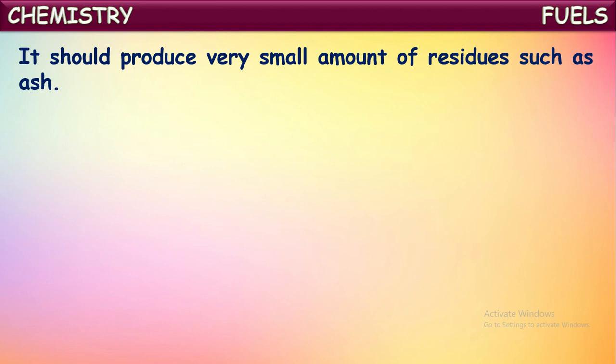It should produce a very small amount of residues such as ash. So it should not leave any pollution-causing substances after completion of combustion. Should not leave any residues. Then only it is called an ideal fuel. Suppose you burn certain wooden objects, what happens? They burn, and after completion of burning, they leave certain residues like ash, and this all will remain. Then it is not said to be a good fuel or ideal fuel. An ideal fuel should not leave any harmful and pollution-causing residues after completion of combustion.